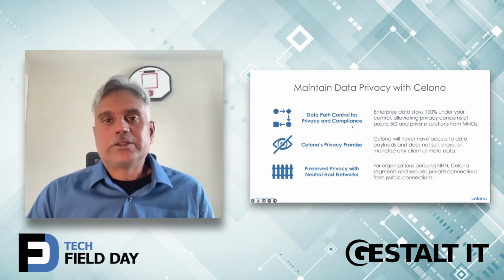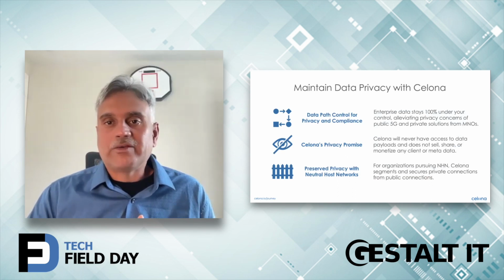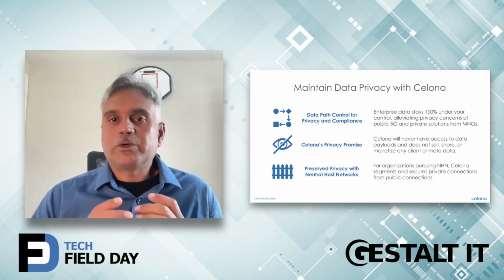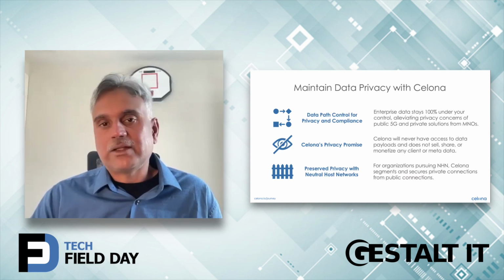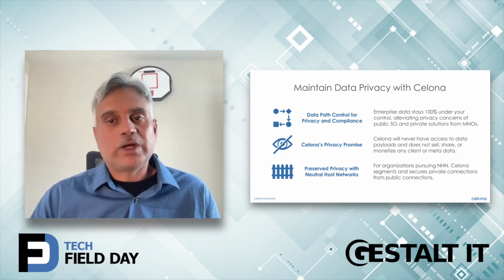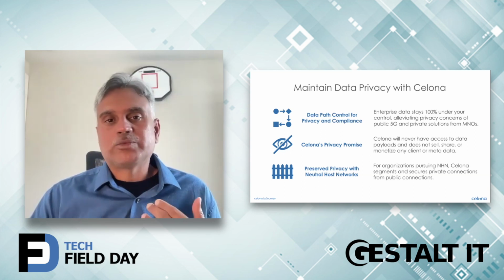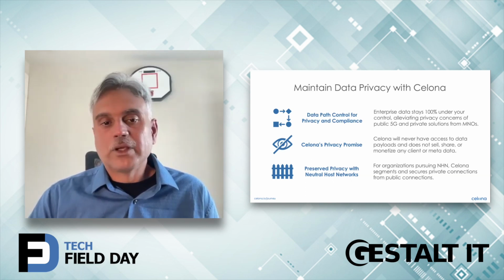So all of this comes with data privacy, and Celona is able to provide very strong data privacy across the board. The data path control for privacy and compliance itself is managed. 100% of the data is managed and is retained within the enterprise. There's nothing that we expose outside of the enterprise. We do collect metrics enough to make the operational functionality happen. We don't collect individual user traffic information or anything like that to expose that. That's Celona's privacy promise, where we never access the data payloads and do not sell, share, or monetize any client or metadata which is involved there.